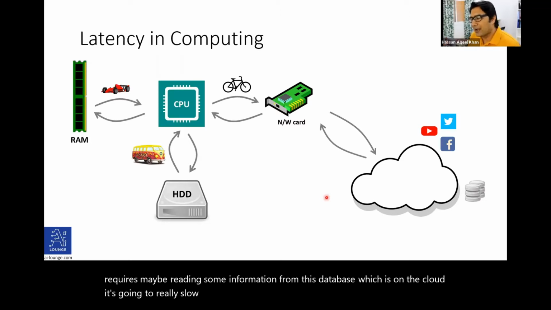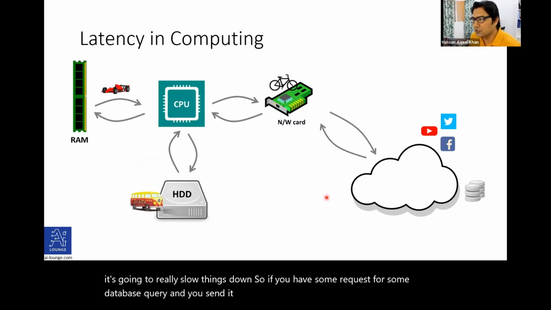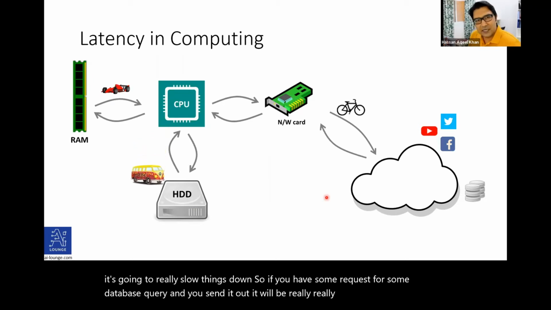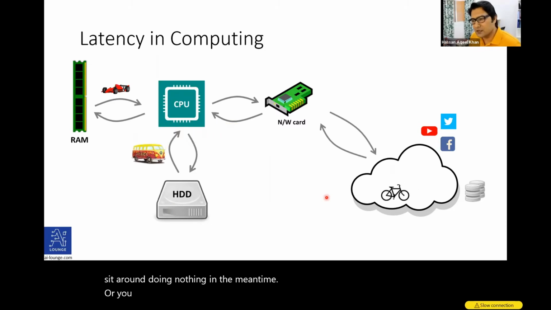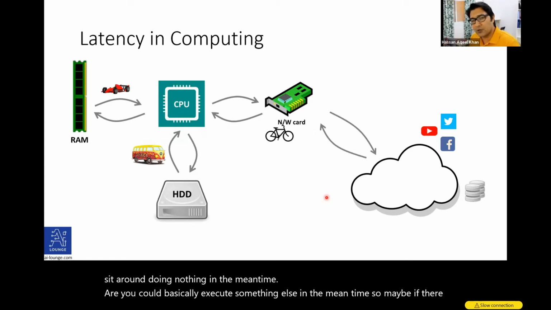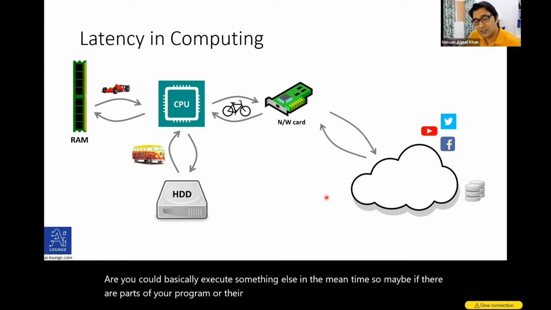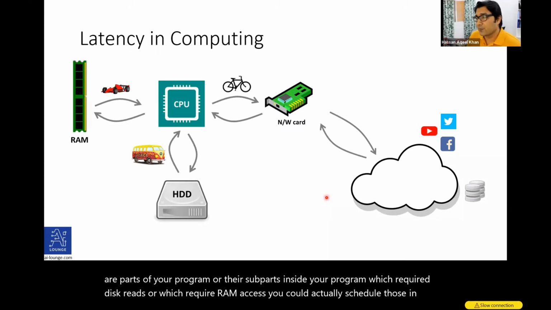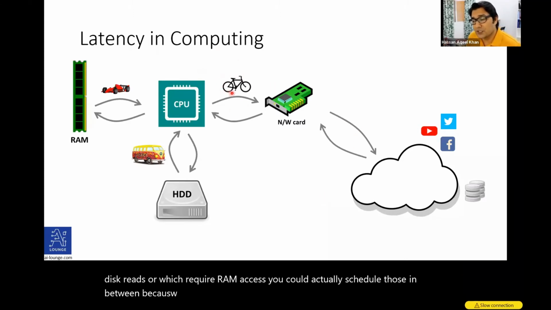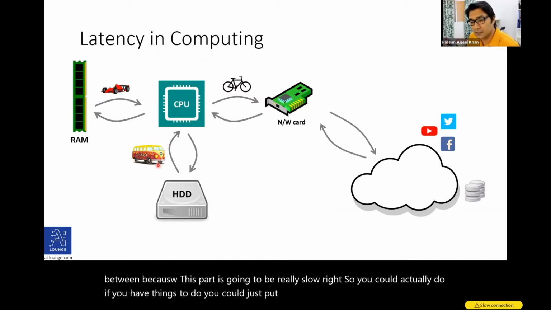If you have some request for a database query and you send it out, it'll be really, really slow. Now, you could just sit around doing nothing in the meantime, or you could execute something else. If there are sub parts inside your program which require disk reads or RAM access, you could schedule those in between, because this part is going to be really slow, right? If you have things to do, you could just put them in there and go ahead and execute them.